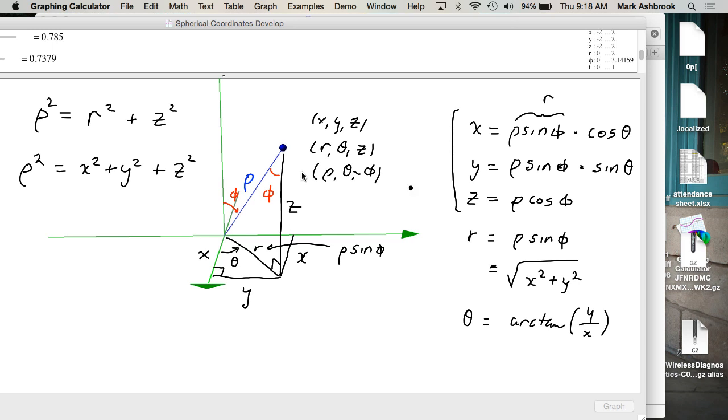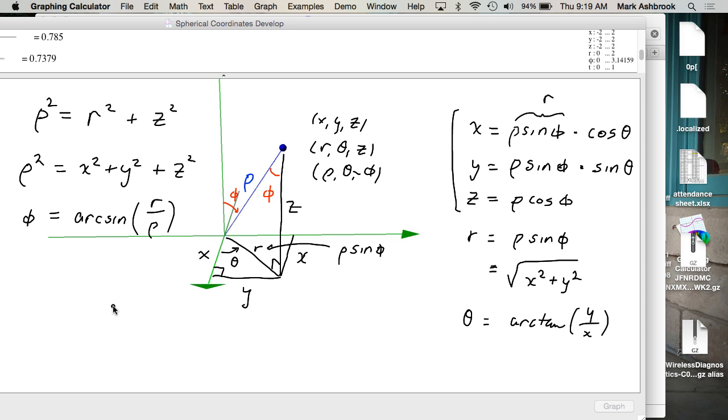Phi? Let's see, what is phi? We could write some different things here. So if we were doing it, say, in r and rho, what would phi be in r and rho? Arc sine of r over rho. I don't think I've ever used that before. But yes, that's true.